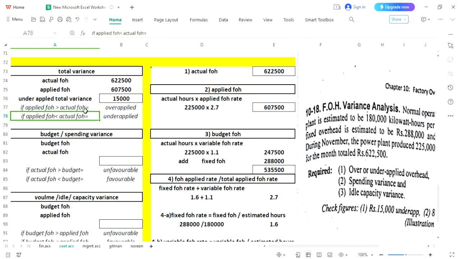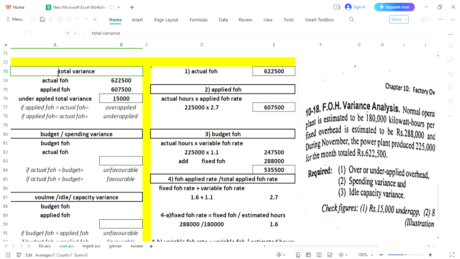So these two lines were written just for the reference. They are not needed to be written over here. You may erase them. But this was for the reference, and we have chosen the second reference: if applied is less than actual, it is under applied. Applied was less, so we have named it as under applied. First requirement has been completed.